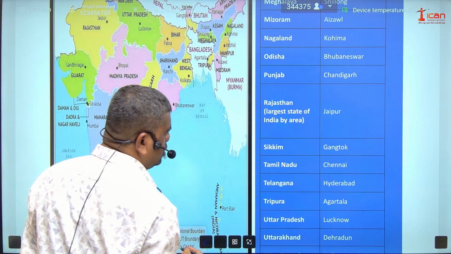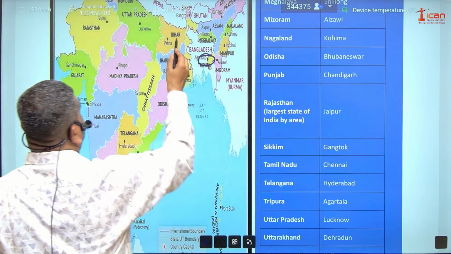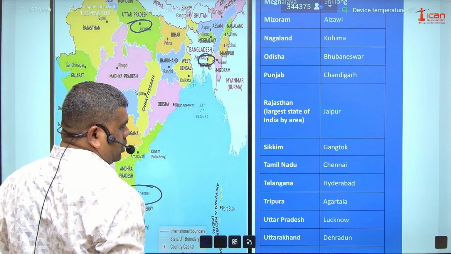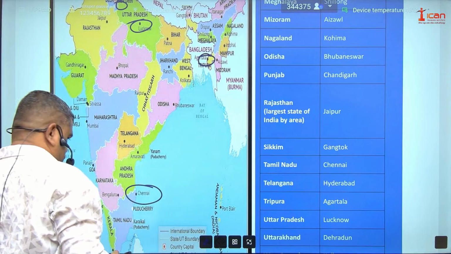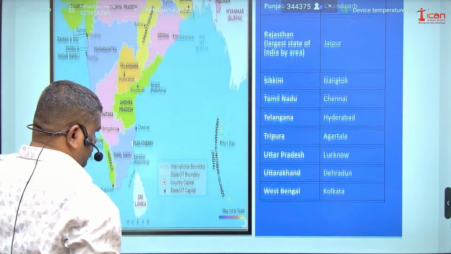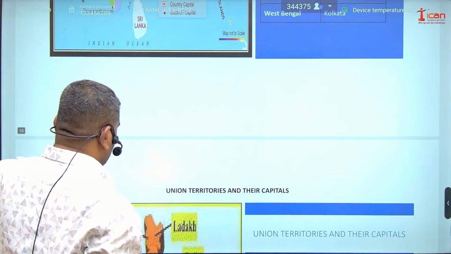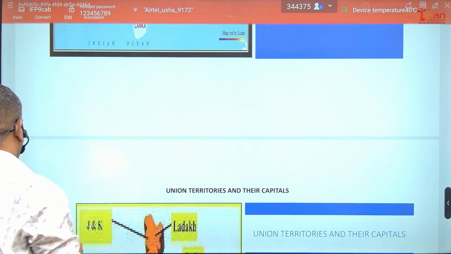Then we have Tripura, Agartala. Uttar Pradesh, we have Lucknow. Uttarakhand, Dehradun, it's on the top. West Bengal, again we have Kolkata. So, what are the union territories? Let us have a look at the union territories.